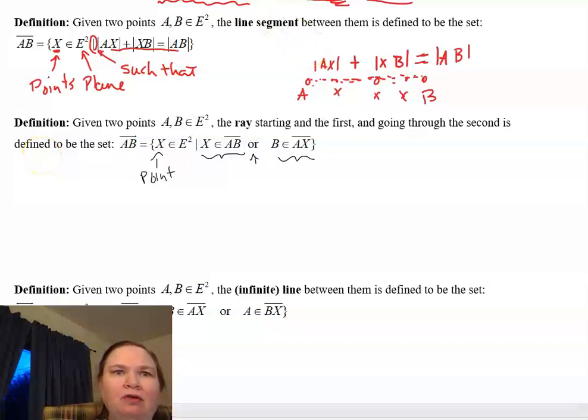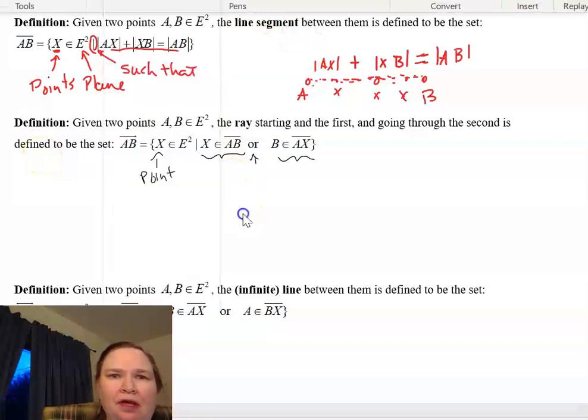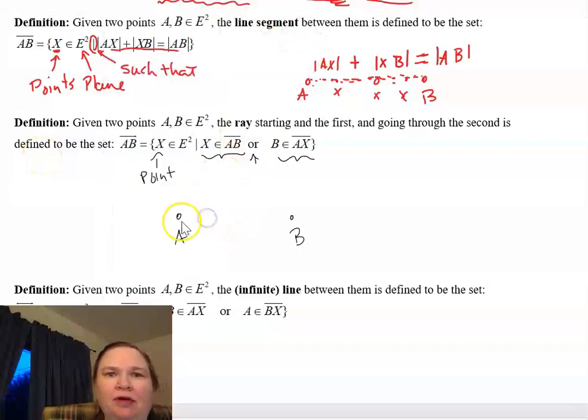Let me draw out A and B, and we'll look at those two properties. Pick 2 points to be A and B, and we say, okay, what can x do? What does a point have to do in order to be on the ray? Well, one of the things that would make it on a ray is if it was on the segment. So all of these points x that are on the segment, they are all part of the ray.